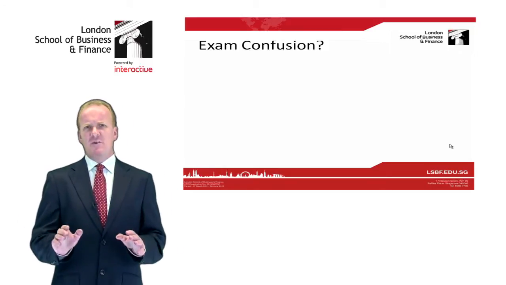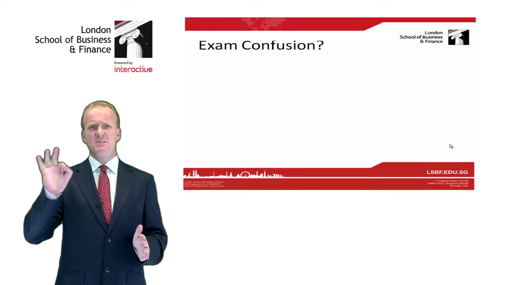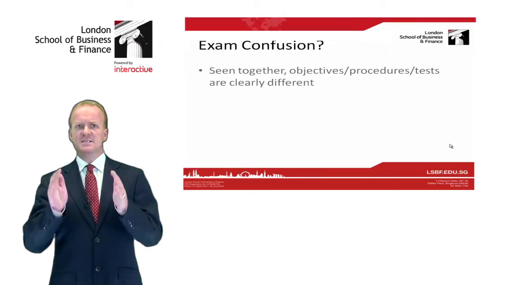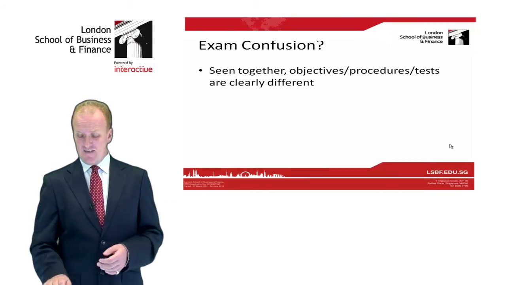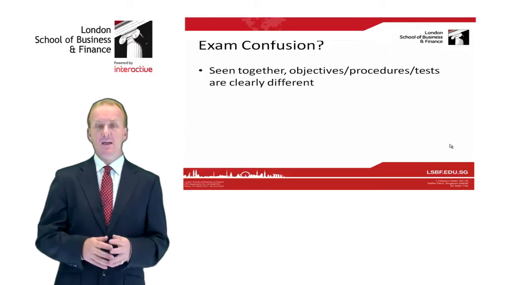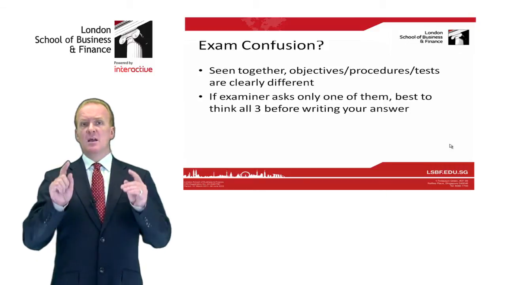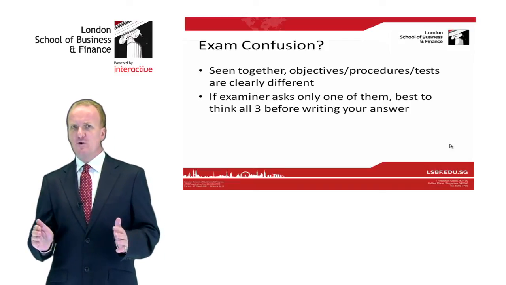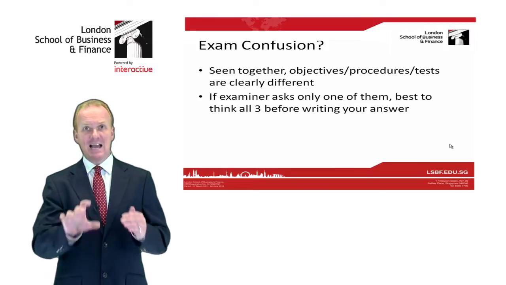Now at this point you might be wondering why there is exam confusion. I mean, the three things seem to be very different. The problem is that I'm looking at all three things one after the other, and unfortunately the examiner may only set one of them. If that's what the examiner does, my top tip for the exam is still think about all three. Because if you think about all three, your mind will be clearer and you can then select the one that the examiner actually asked for.